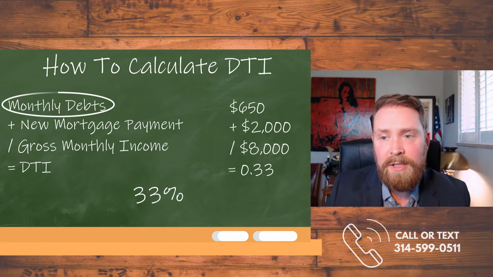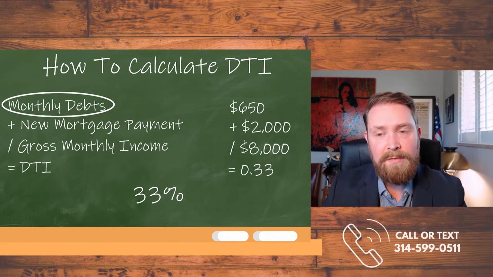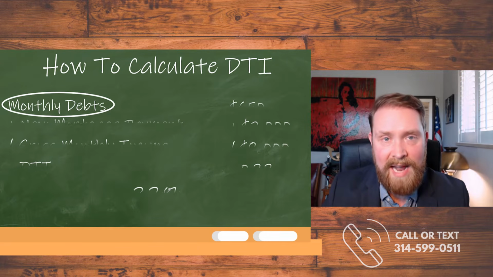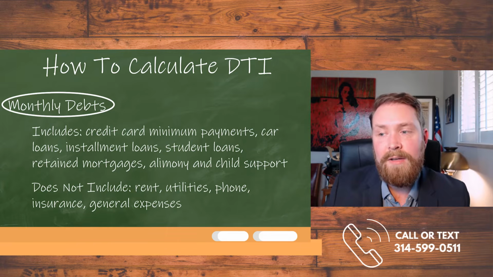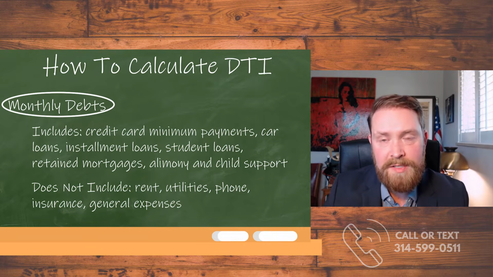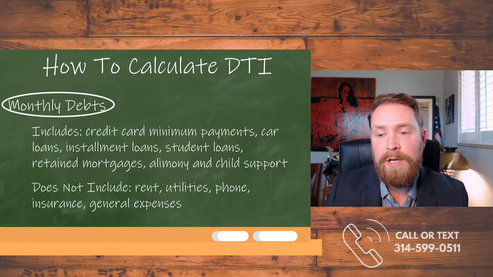Now, we need to talk a little bit about monthly debts because there are some things that are included in this number for our purposes, and there are some things that are not included. What is included is your credit card minimum payments, car loans, any installment loans, which would include student loans, any retained mortgages. So basically, if there's property that you own right now that you have a mortgage on, you're going to want to include that mortgage payment in this monthly debt calculation. And then also any alimony or child support.